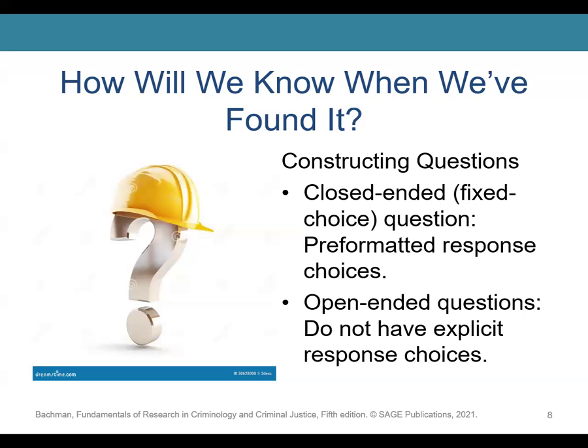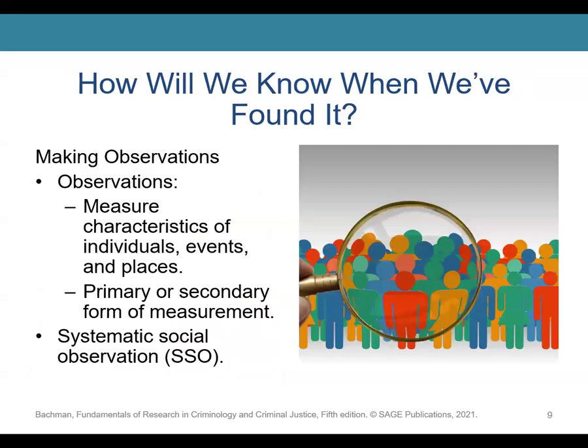So, after we have our questions, we have to start making our observations. When we look at observations, we're looking at a methodology used to measure characteristics of individuals or events or places. These observations may be the primary form of measurement in a study, or they may be supplemental measures obtained through questioning. The last ones I've done, I really didn't do observational type things. I looked at the participants' observations. What did they think of a particular thing?